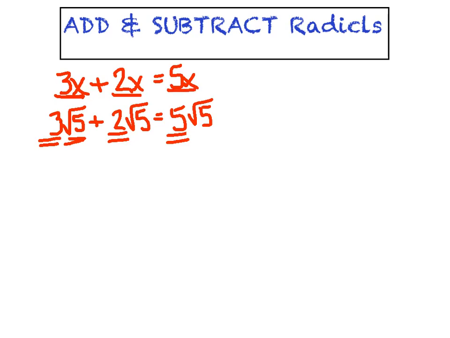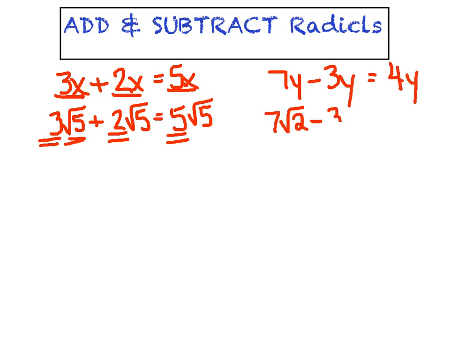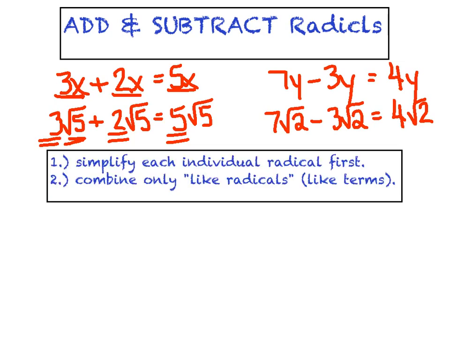And we could flip this around. Of course, 7y minus 3y gives us a grand total of 4y. Similarly, we could say 7 radical 2 minus 3 radical 2 is 4 radical 2. So let's see if we can come up with some general guidelines here for adding and subtracting radicals. Here are my 2 main guidelines to live by when you're adding and subtracting radicals.